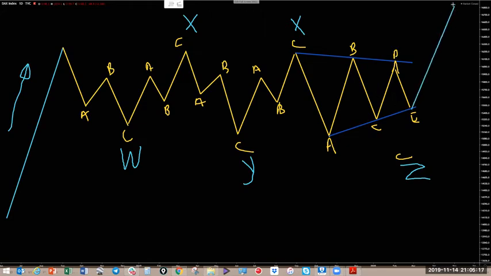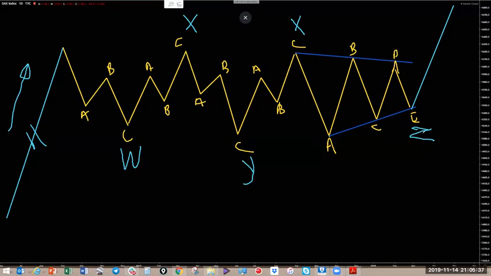Which move is this? This move is this one. The original move. You are looking for a trade that's going to be the same size as this after the Z. Now your Z here is going to be here because it's going to be representing the triangle. So the whole triangle is a Z.